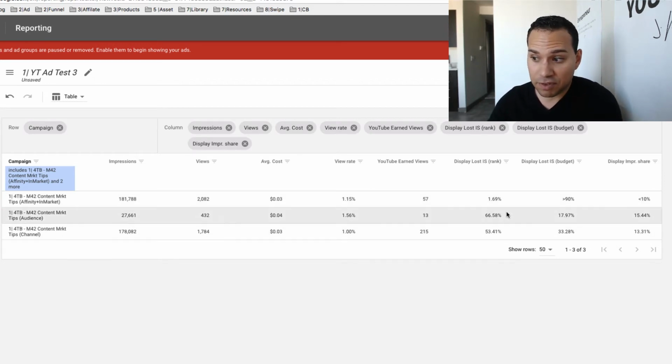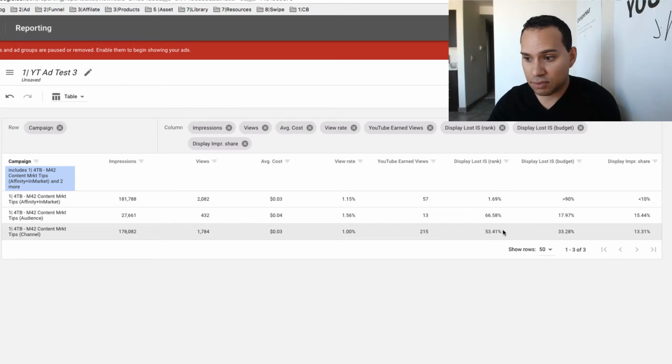Google knows, however, for these two campaigns. And so 66% and 53% respectively, that essentially means that 66% of the time, I was not in the running to show up for an ad because Google didn't think my ad was relevant.